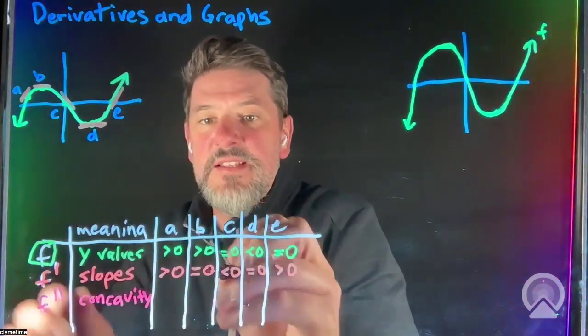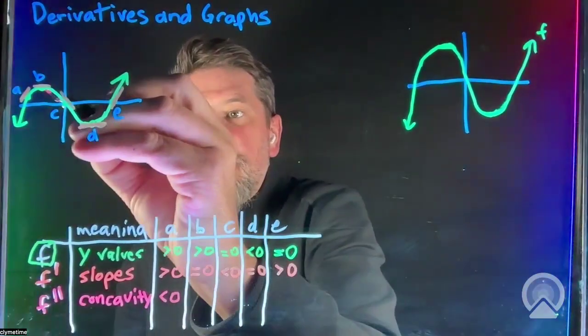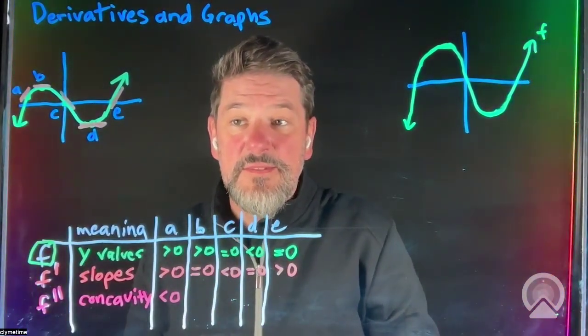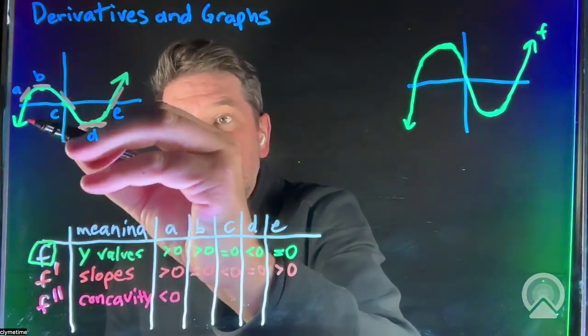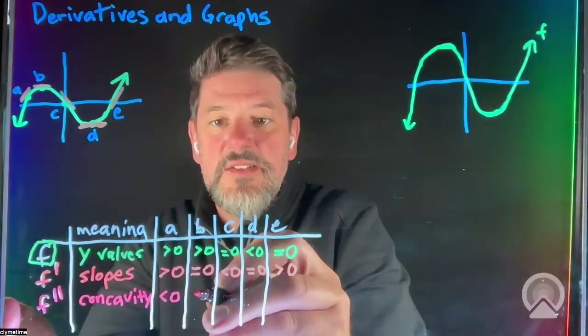So that means that at A, it's concave down. It's negative. At B, it's still concave down because the concavity is still concave down in this spot. And so B is actually also negative.